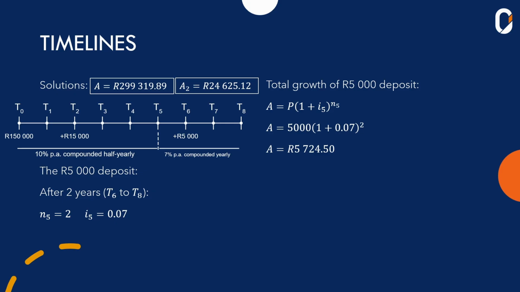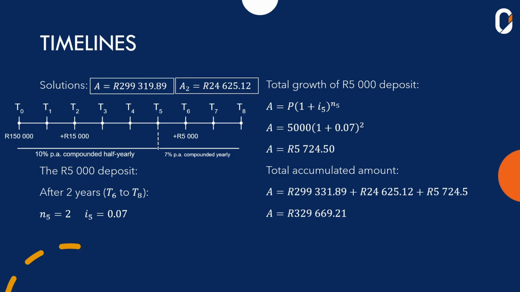And now to get the total accumulated amount of the 3 deposits, we simply add A1, A2, and A3, the three accumulated amounts. In doing that, we'll have total accumulated amount is equals to 299,331 rands 89 cents plus 24,625 rands 12 cents plus 5,724 rands 50 cents, and that will give us a total accumulated amount of 329,669 rands 21 cents, and that is the final part of that question, and hence we've answered that particular question.